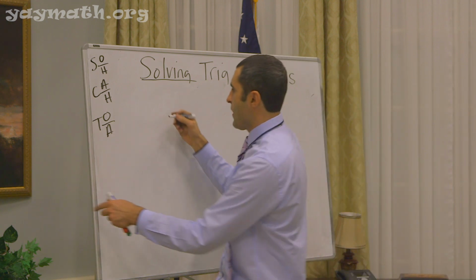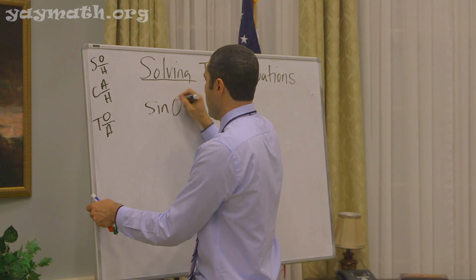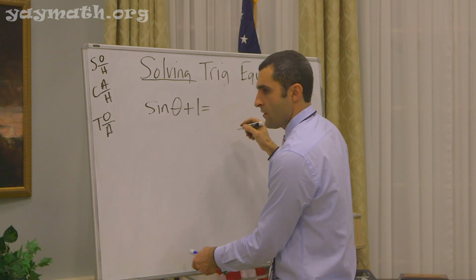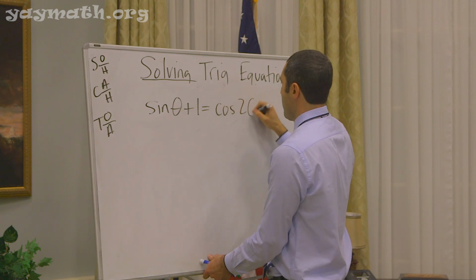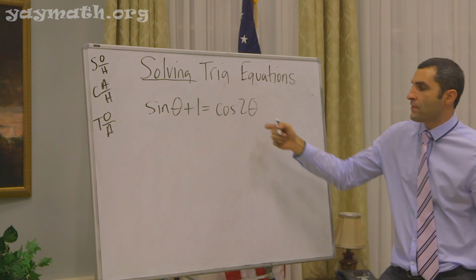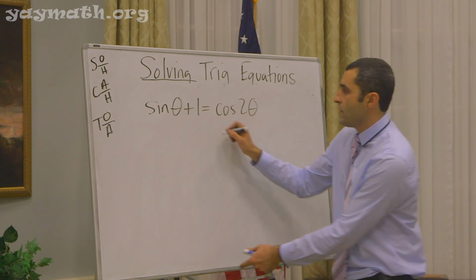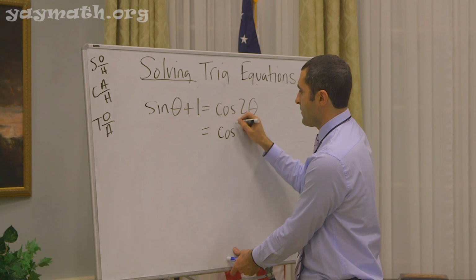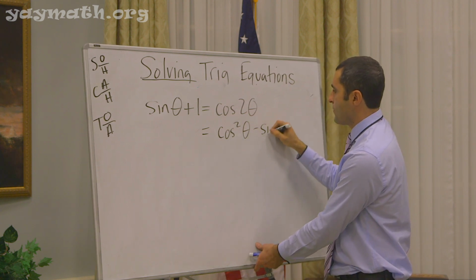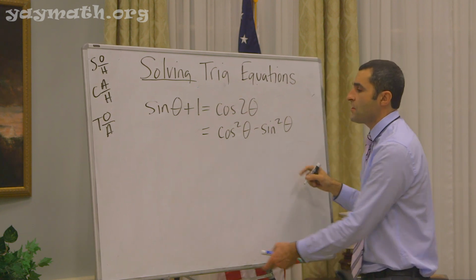All right, so sine theta plus 1 equals cosine 2 theta. We have to turn this into an identity. Again, we can look at our identities and find what they are. Cosine 2 theta is cosine squared theta minus sine squared theta. Again, a simple identity formula sheet would give that to us.